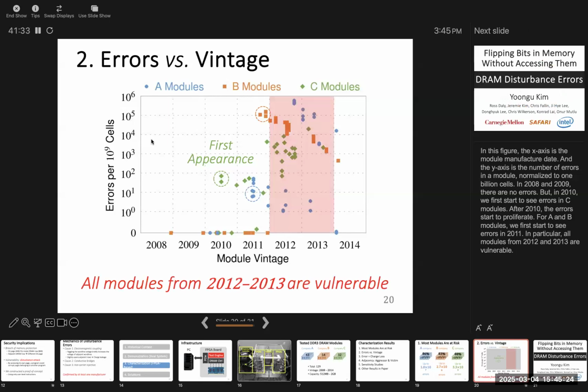And what they have observed is that all modules which were manufactured in 2012 and 13 are vulnerable. It first appeared in 2010, but there are some modules manufactured in 2010 and 2011 which didn't have the reliability issues. But as time goes on, they started reducing the size further and further, and as a result, the memory modules become more vulnerable.